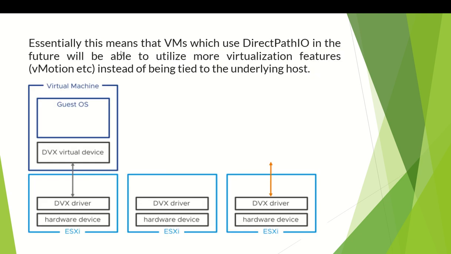This is what we are discussing. Essentially, this means that VMs which use DirectPath I/O will in the future be able to utilize more virtualization features, vMotion, etc., instead of being tied to the underlying host. So you can see the picture, and it's pretty simple to understand the features added. So device virtualization extensions in vSphere 8.